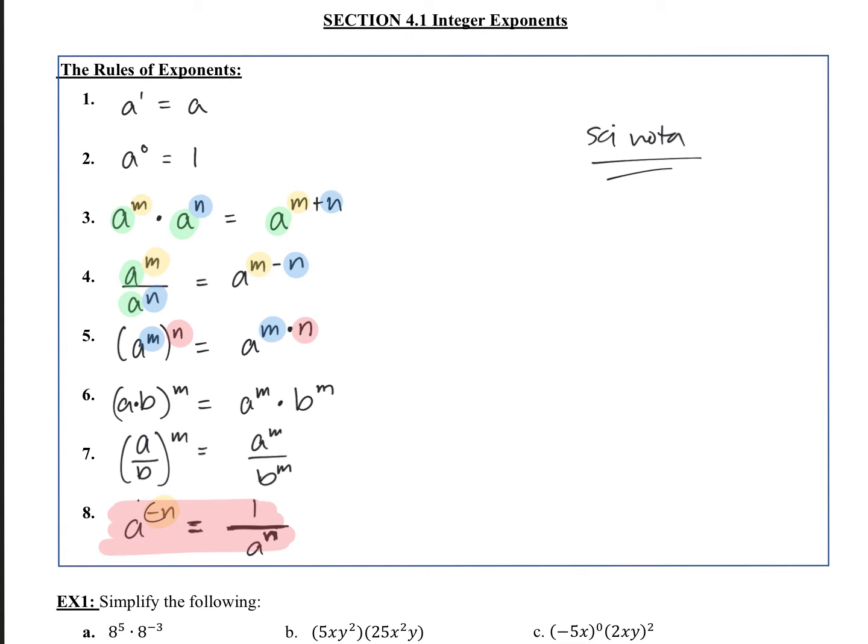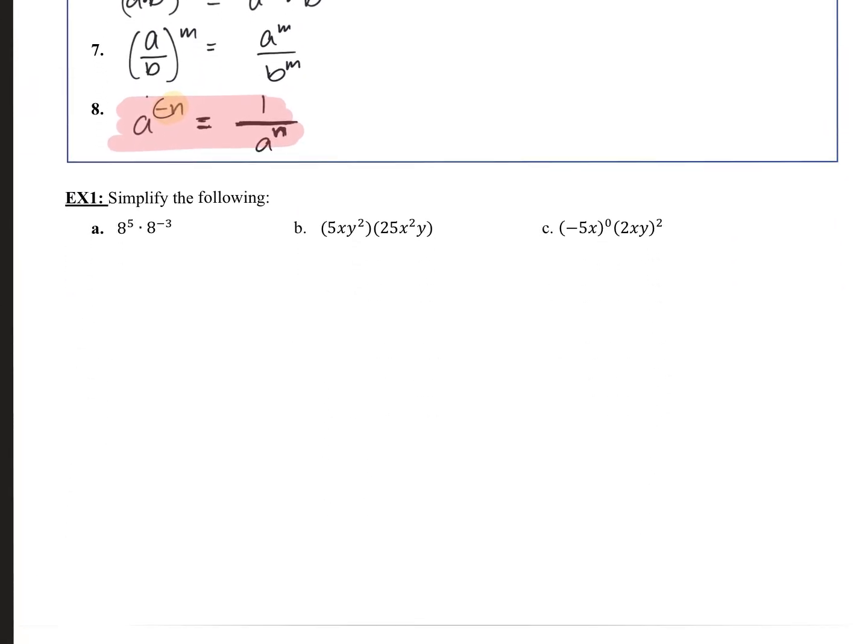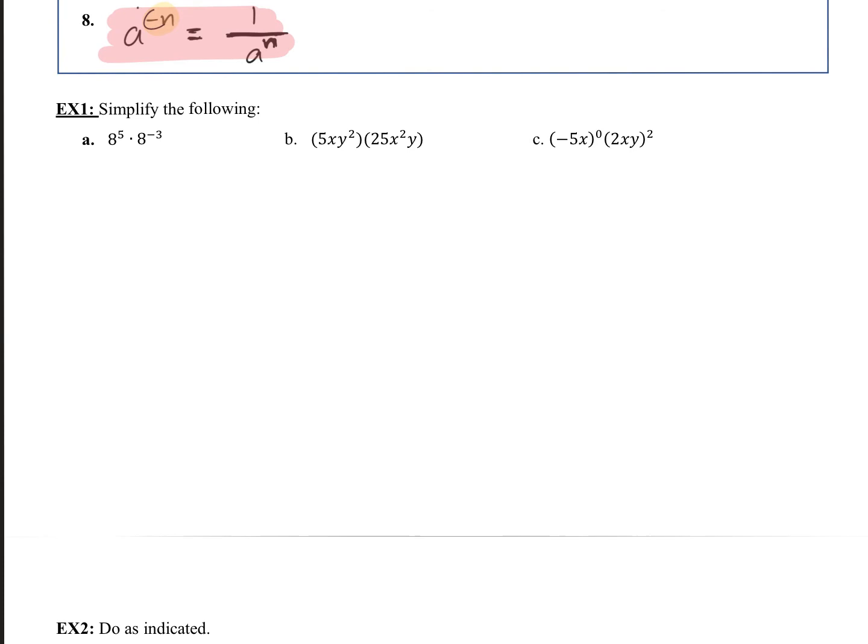All right, so let's go ahead and take a look at using these. Simplify the following. Okay, let's see, what do we have here? Well, we have two numbers, 8 to the 5th power and 8 to the negative 3rd power, and what are they doing? They are being multiplied.